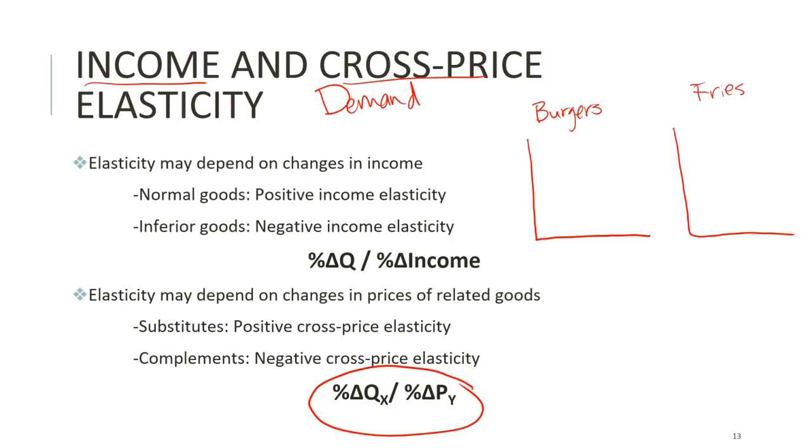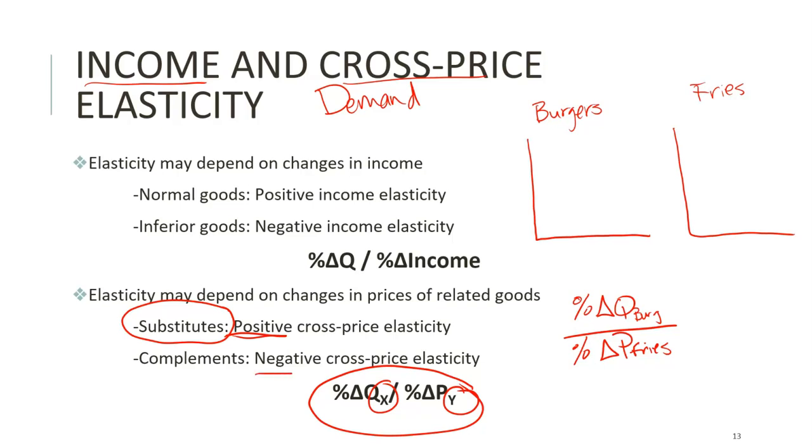And we want to know when the price of fries changes, what happens in the market for burgers. So we would say the percentage change in quantity of burgers divided by the percentage change in price of fries. So we have the quantity of one good on one side and the price on the other side. If we get a positive number when we calculate this, it tells us that our goods are substitutes. And if we get a negative number, it tells us that these goods are complements. Okay, and let me show you why.